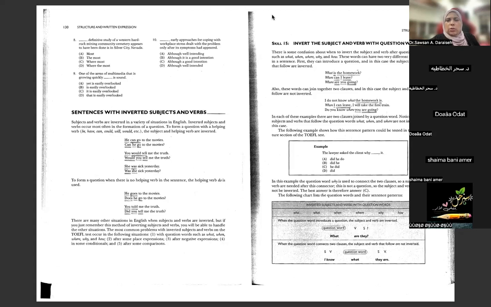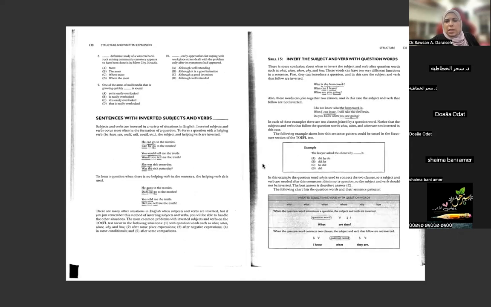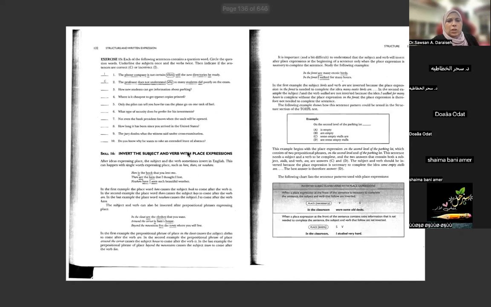We also wanted to talk about another case in which we have inversion. We have inversion also after place expressions such as here, there, nowhere. We also have inversion after place expressions like a prepositional phrase, in the closet, around the corner, beyond the mountain. So these are prepositional phrases that also refer to place.